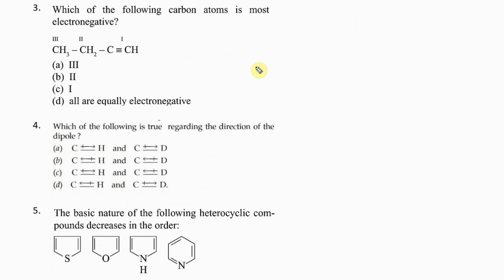Which of the following carbon atoms is most electronegative? Electronegativity is proportional to s character. So I know sp is more electronegative than sp2, which is more than sp3. Now let's look at this. What are the hybridizations? We have seen this before. This is sp3, sp2, sp, sp. Now I have a tie. This is easier. If you were to decide between these two, which one would you choose? You have to choose this one.